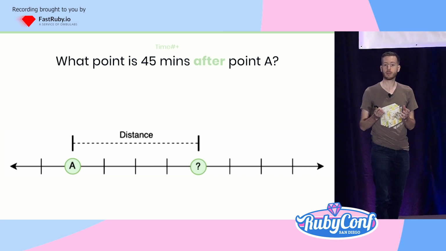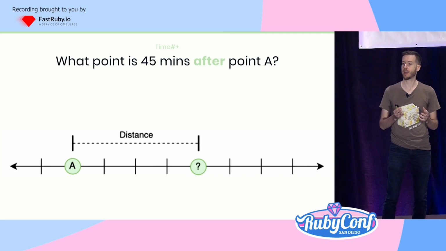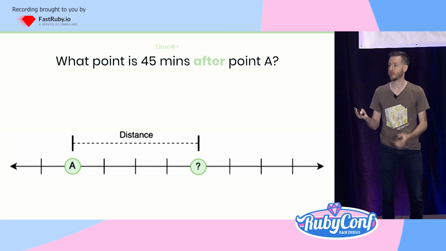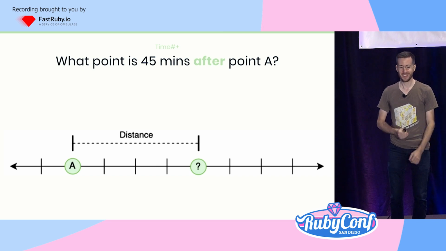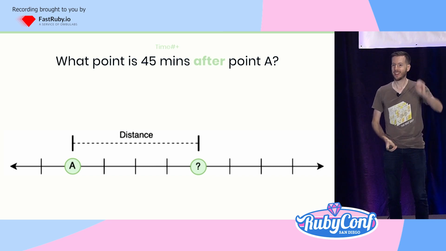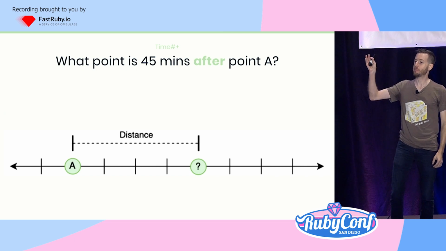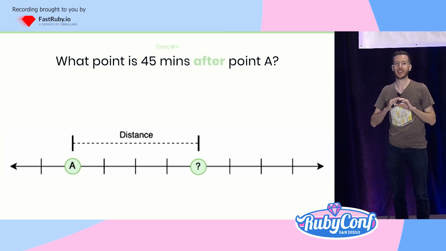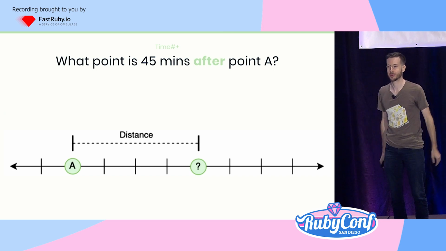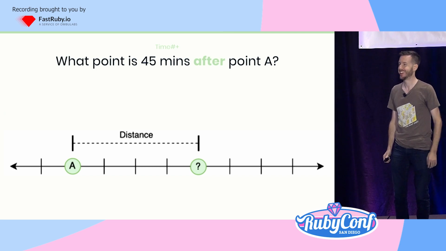But it is possible to take a time and convert it to an integer. There's a to_i method. So if you really wanted to add 2 points in time, you could have point A plus point B.to_i. And that will work, and you will get a totally bogus answer to whatever question you're asking. Don't do that.